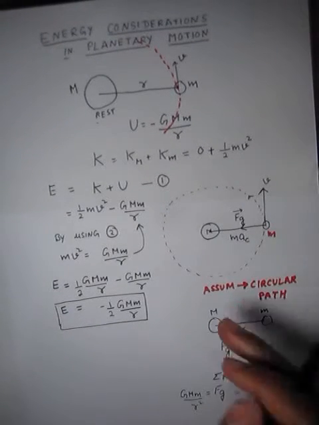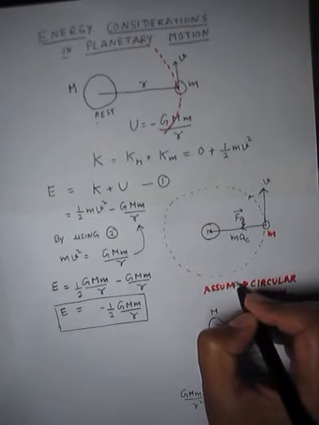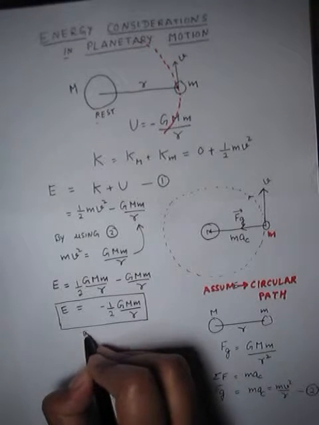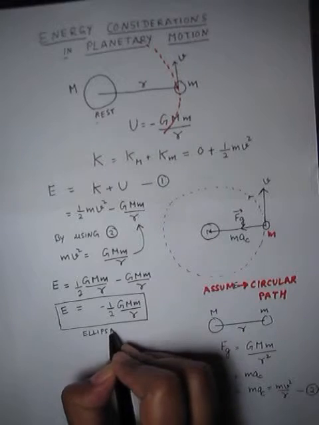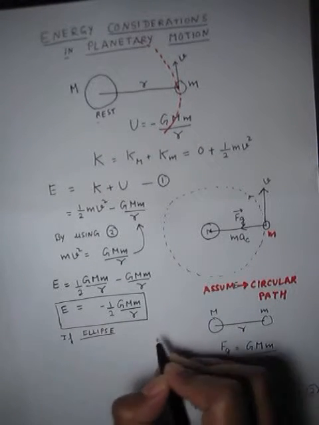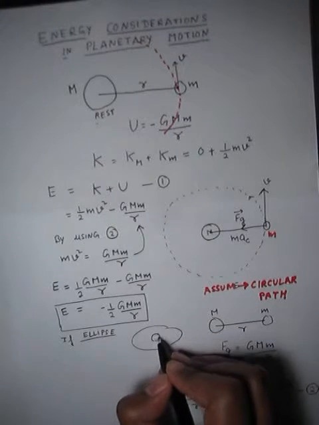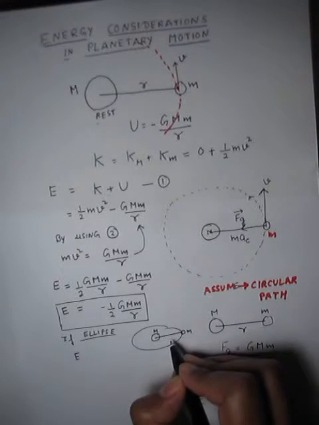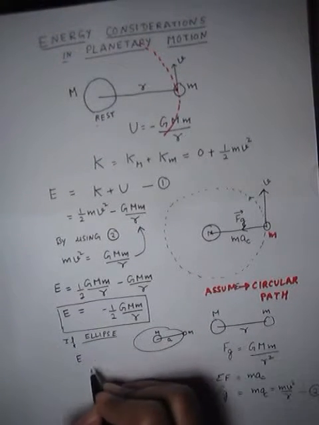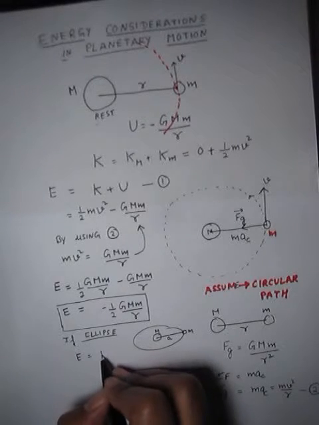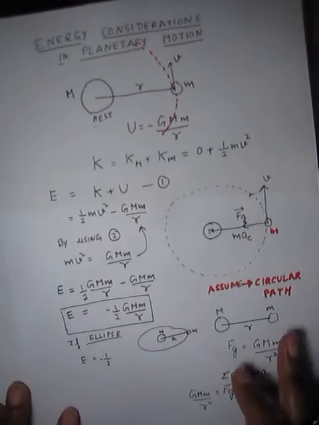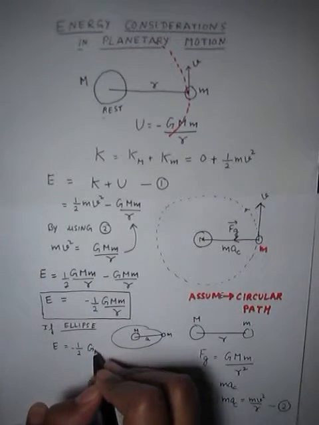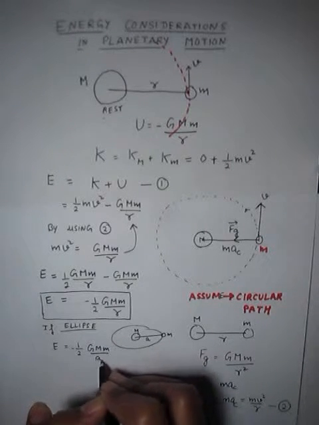Now we have assumed for this calculation that the planet or the satellite is moving in a circular path. But if it is an ellipse, if small m is moving in an elliptical path around capital M, and the semi-major axis is small a, then the total energy of the system will be minus 1 upon 2 capital G capital M small m upon small a.